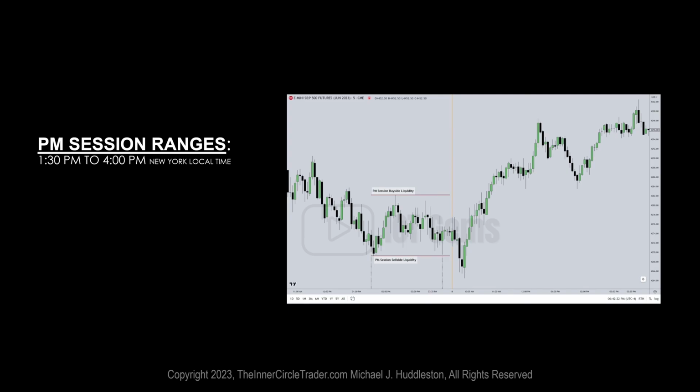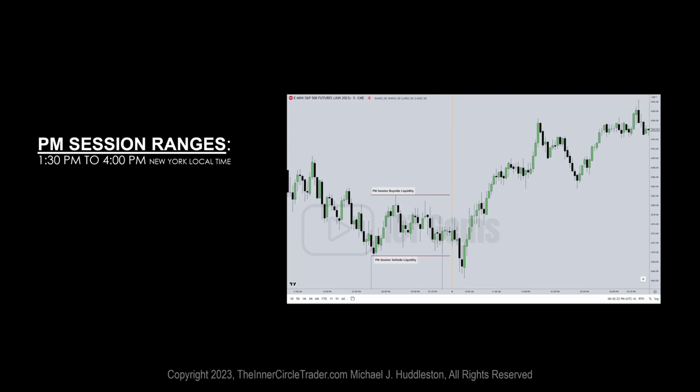First session we're going to talk about is the PM session ranges. Okay, and this is always going to be referred to in terms of previous day. So previous day, we are going to be referring to the 1:30 p.m. to 4 p.m. time window, and this is always in New York local time. So PM session ranges, you're looking for the highest high and the lowest low between 1:30 p.m. and 4 p.m.